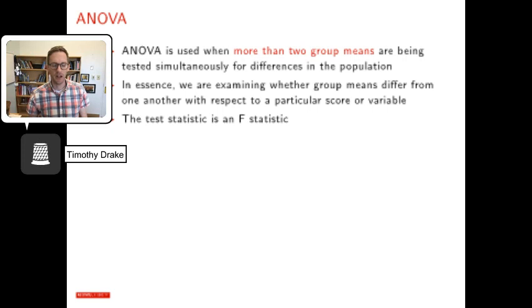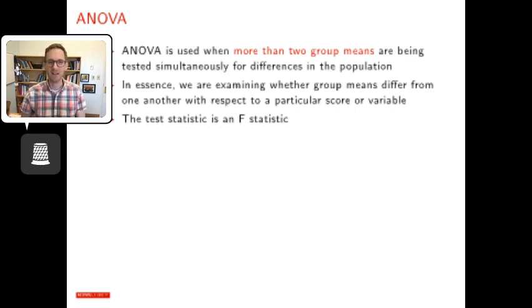Phew, all right, you're exhausted. I'm exhausted, but we're going to keep going. Because ANOVA just builds right off of this. What if I have more than 2 group means? I'd like to compare 3 or 4 or 5 group means. In that case, we're going to turn to an analysis of variance. In essence, we're examining whether or not the group means differ from one another with respect to a particular score or variable. The statistic we're going to be calculating is called an F statistic. So we've had Z statistics, we've had T statistics, now we're on to an F statistic with respect to ANOVA.